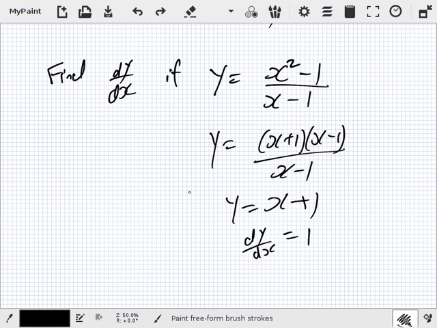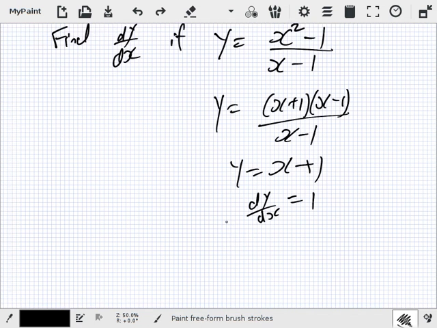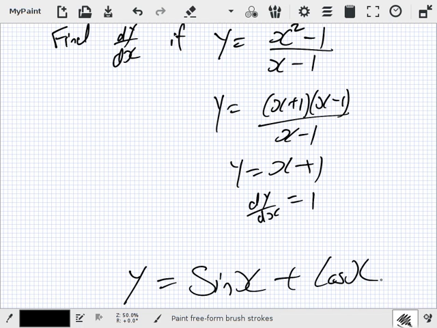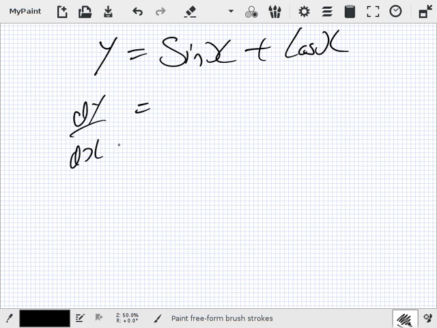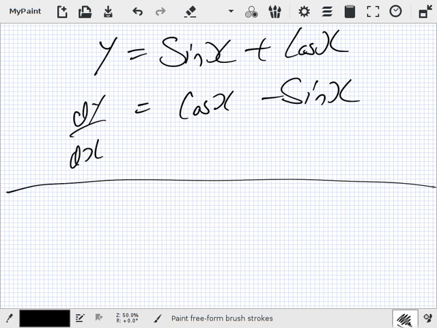Okay? I'll give you another one. I'll give you an easy one now, since I've been giving you a couple of hard ones. So tell me what the derivative of sine x plus cos x is. Cosine x minus... Okay, so what's the derivative here? Cos x minus sin x. Okay, good. Right, back to a hard one now.